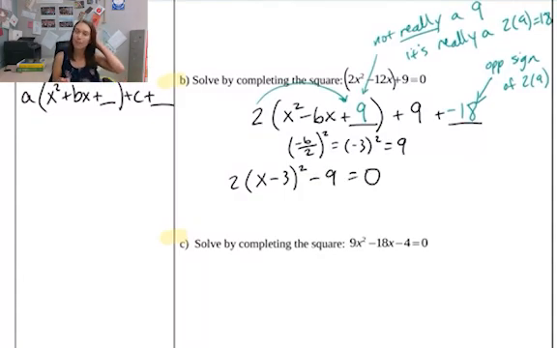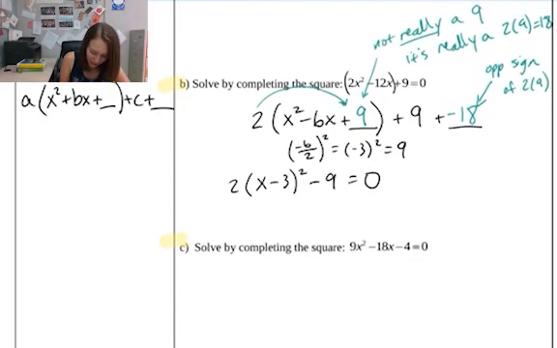Now, we would have just stopped here if all we were trying to do is get it into this vertex form to graph, but this problem actually said to solve by completing the square, so we need to solve it from here. In the previous lesson, we looked at solving these using square roots, which is what we're going to do. So be careful. Do not multiply the x minus 3 times x minus 3 and then distribute, and you're going to end up with a whole lot longer of a problem.